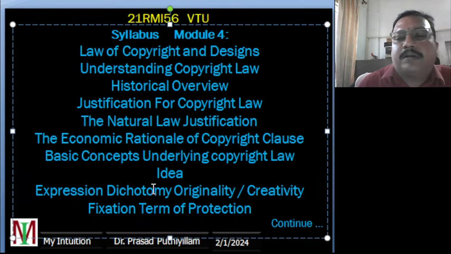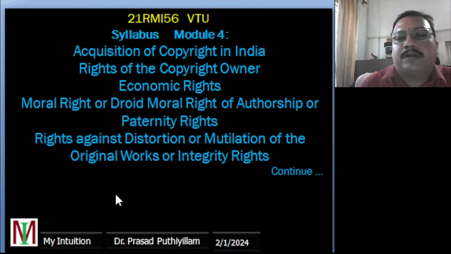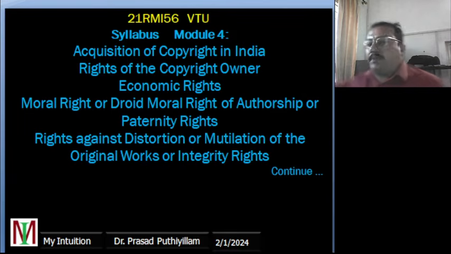Then the next slide, subject matter of copyright and acquisition. What are the subject matters mainly? The different subject matters like literary work, dramatic work, musical work, artistic work, movies, and sound recordings are explained under this topic. Acquisition of copyright in India.